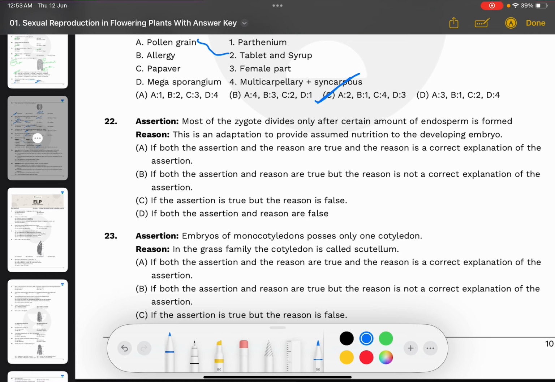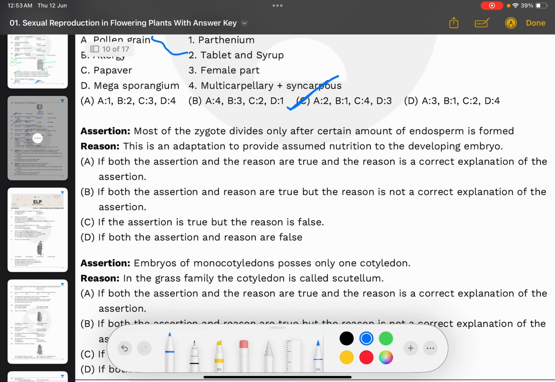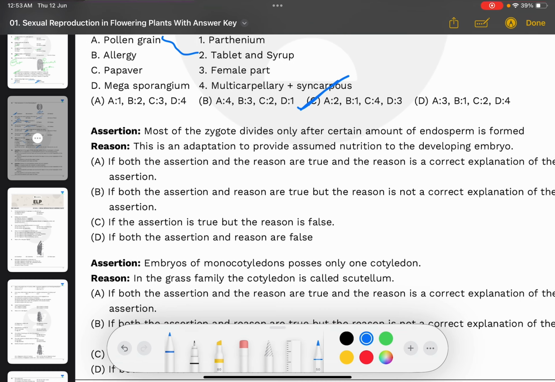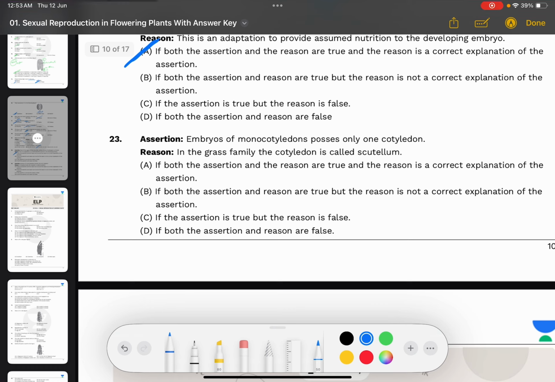Yeah, most zygotes divide only after a certain amount of endosperm is formed. It is right. This is an adaptation to provide assured nutrition to the embryo. बहुत सही, क्या बात है. Embryo of monocotyledon possesses only one cotyledon. In the grass family, the cotyledon is called scutellum. Very nice, क्योंकि that is monocot and that is scutellum.